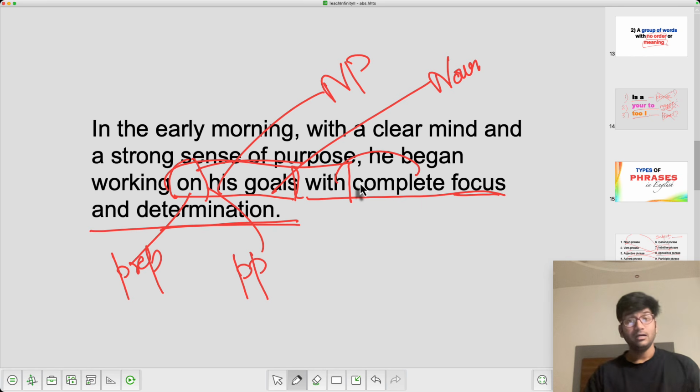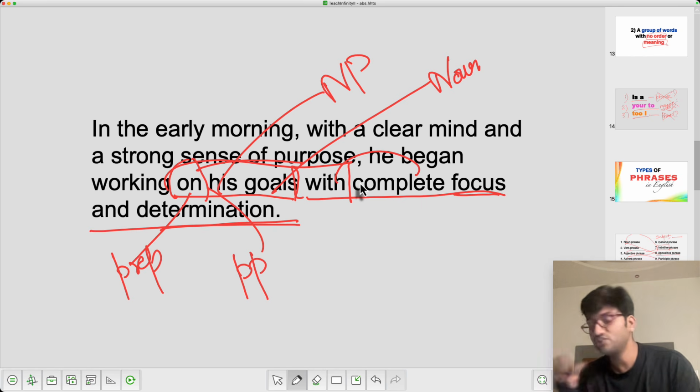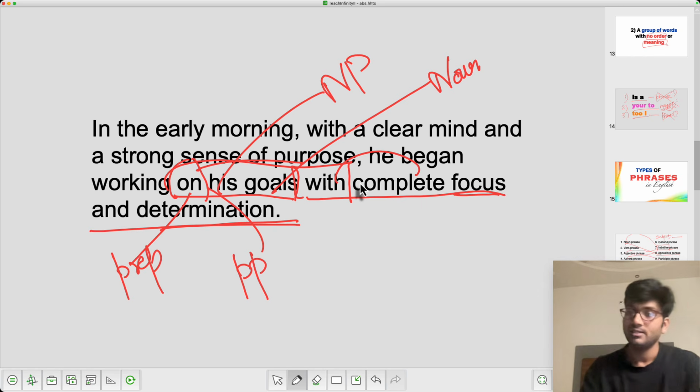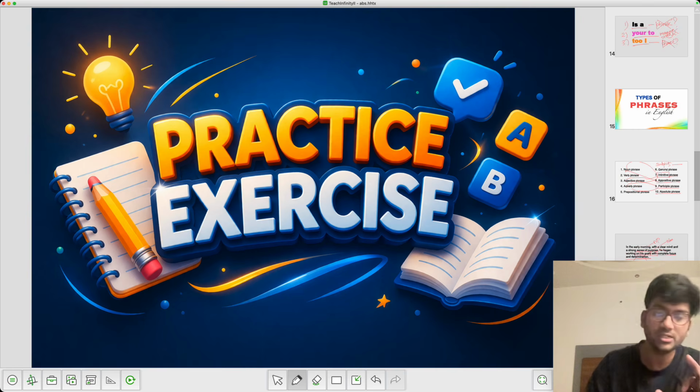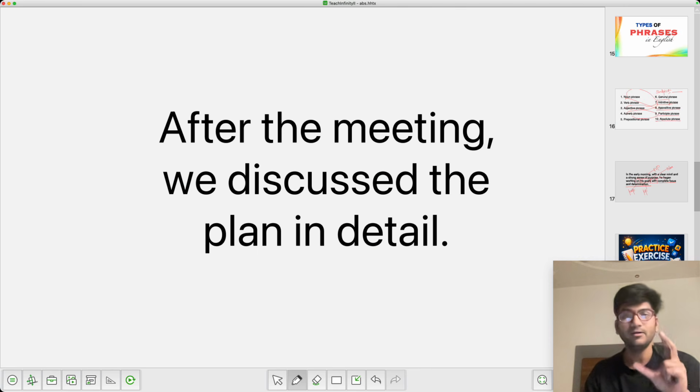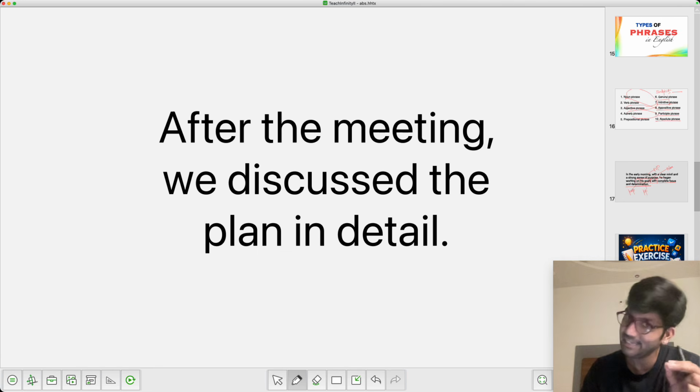See, English as a language is full of phrases, just phrases, phrases, phrases. Now, I think you got this. I want you to do something. I want to give you a task and exercise, and I want you to find out all the phrases in this sentence and write them in the comments. Let's see if you can get it.